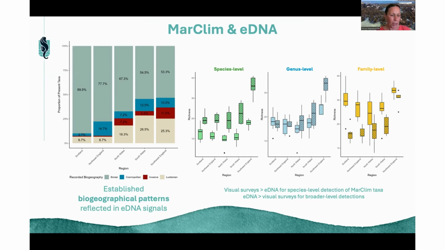And if you look at the bar graph on the left-hand side, this also shows you nicely how the left-hand bar in Scotland has got an awful lot more boreal species present, whereas as you move through the bars south towards southwest England, you can see that there's a lot more in terms of Lusitanian and cosmopolitan species as well. So we do think that this technique has got promise.